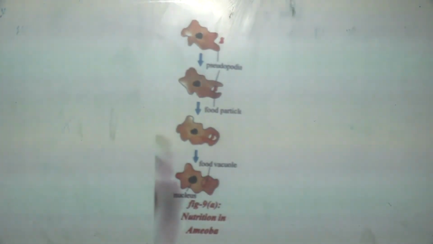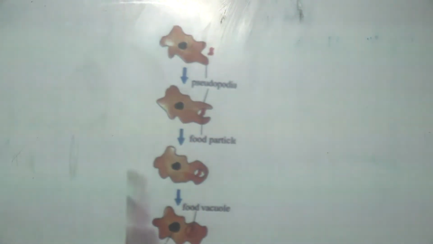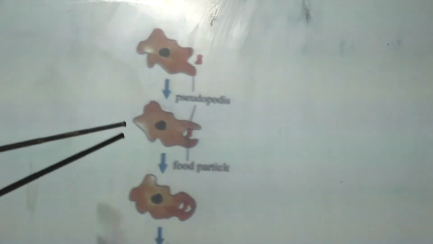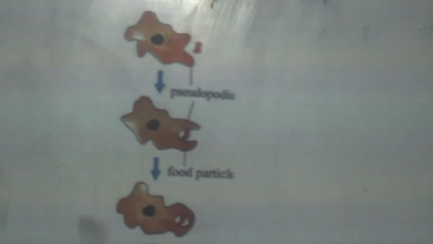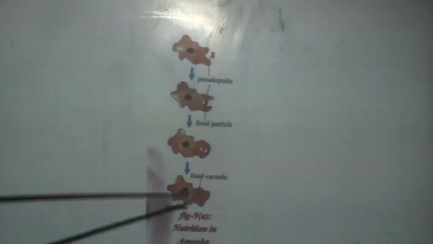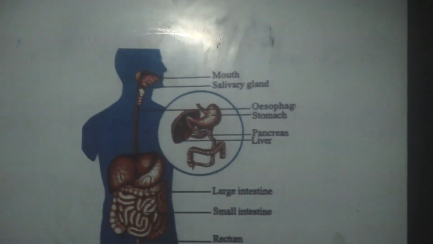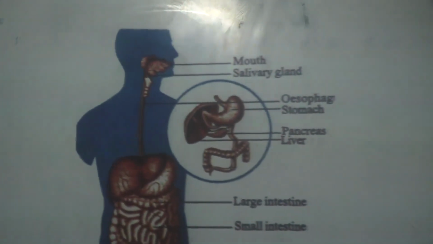And then nutrition: you have one more thing, engulfing of food particles by the amoeba. How it is able to identify the food material, how it develops the pseudopodia around the food particle, how the food vacuole is formed, and then how the digestion takes place. It is very important for 2 marks. And this is the diagram showing the human digestive system.